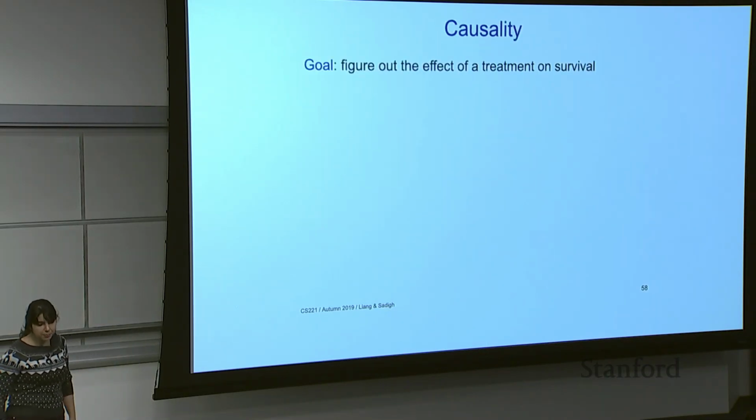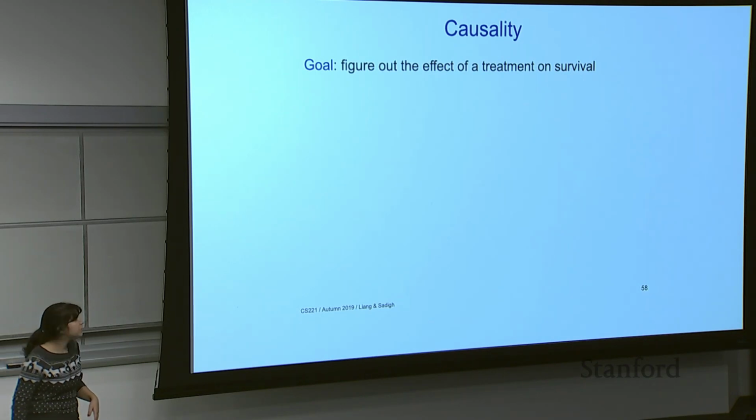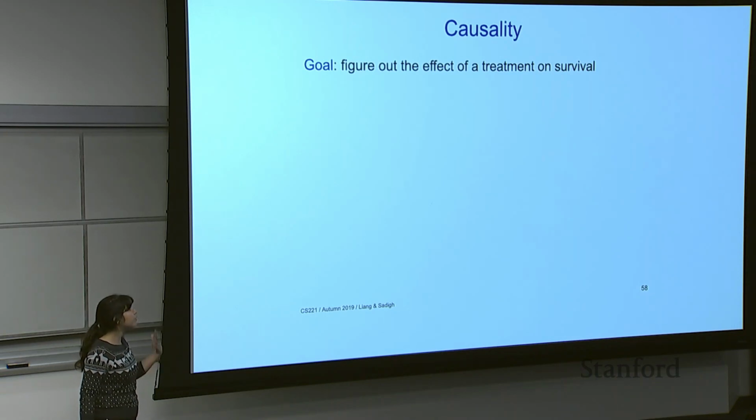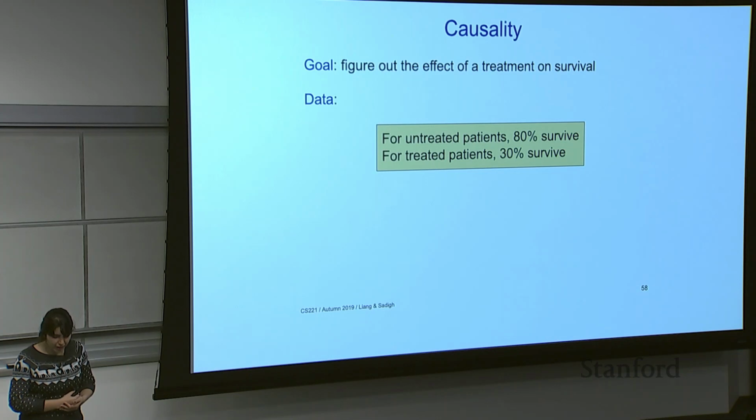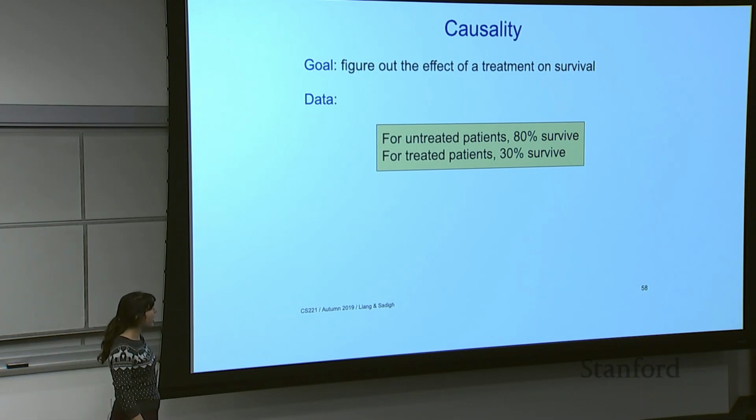Another issue that comes up is causality. So this is a little bit in the variable-based models, right? You might want to look at the effects of something. Let's say you want to look at the effects of a treatment on survival. And this is your data. For untreated patients, 80% of them survived, and for treated patients, 30% survived. This is your data. So the question is, does treatment help or not?